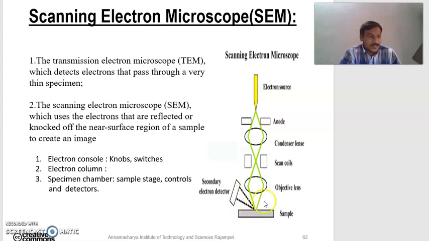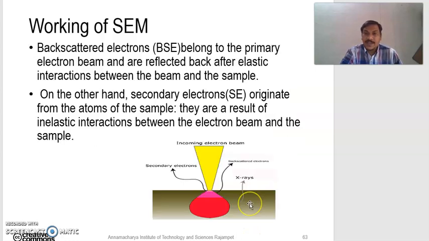So next one, the sample chamber. In the sample chamber, the sample is available. Next, controls and electron detectors are available. When the electron beam is incident on the sample, the secondary electrons are emitted, backscattered electrons are emitted, and X-rays are also emitted. By using these, we can find the different images.